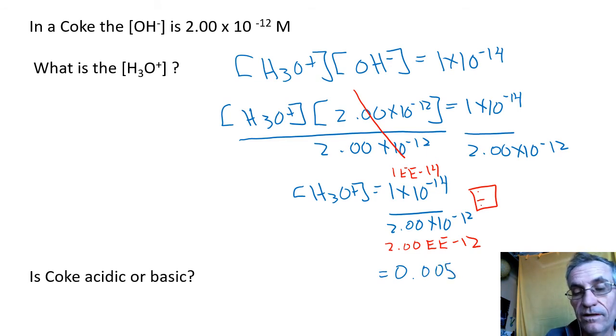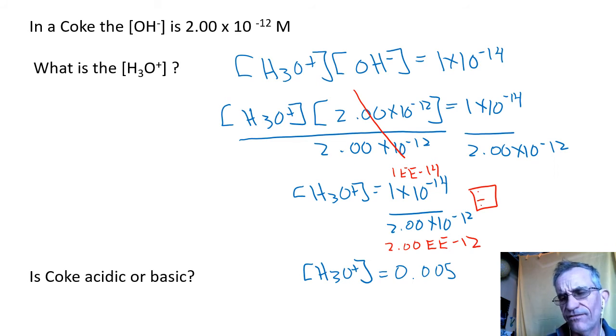0.005. All right. And that would be the concentration of hydronium. You could have an extra 0 on there for sig figs, but I'll just say 0.005. That looks right to me. Again, you might want to try it just to make sure.